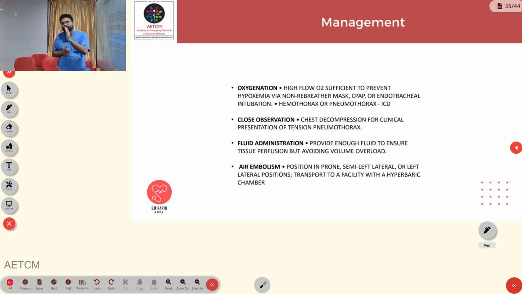Place the patient in prone position, semi-left lateral or left lateral position, and transport to a facility with a hyperbaric chamber if you are suspecting one.